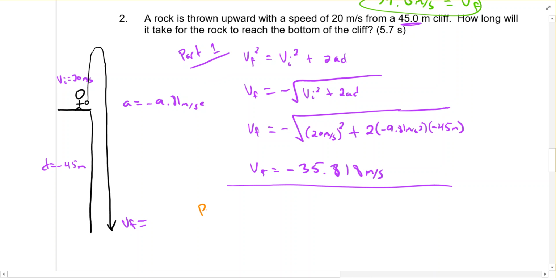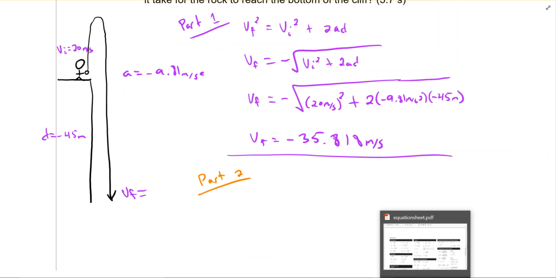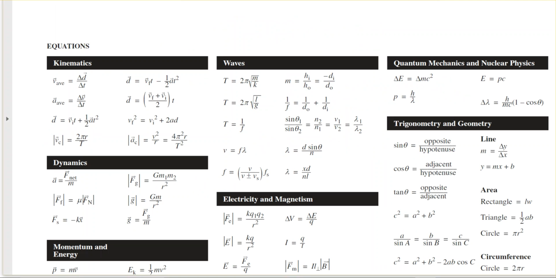So now part 2, I'm going to use a different formula. Now, we have a bit of options here for which formula to use, because now we know VF, so we know that one now too. If I go to my formula sheet and look through here, what I don't want is this one, which has a t and a t squared in it. That's the same problem I had before, so I don't want that when I'm solving for t.